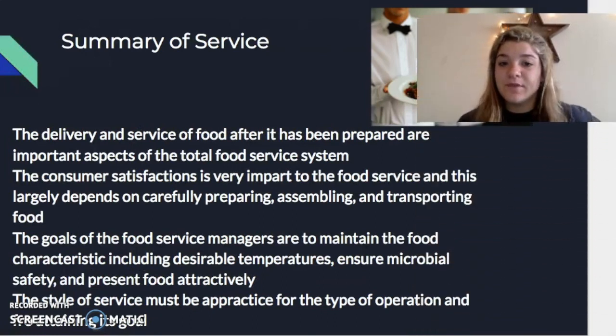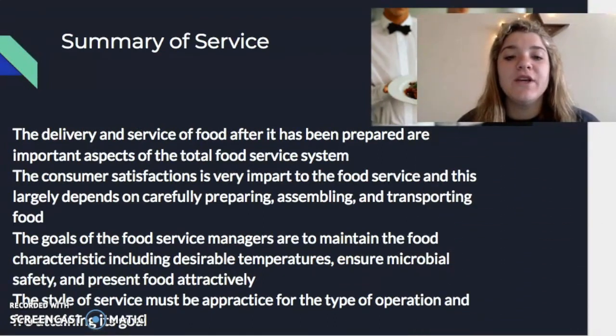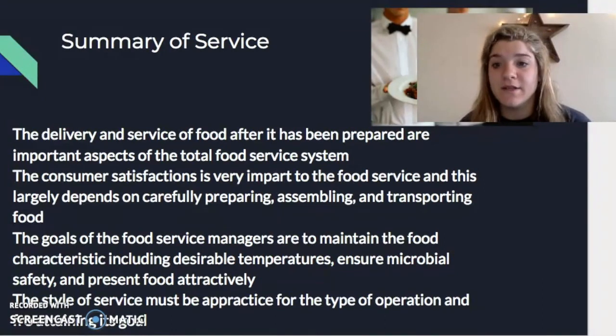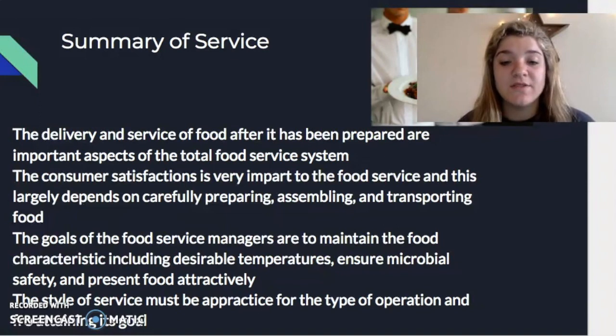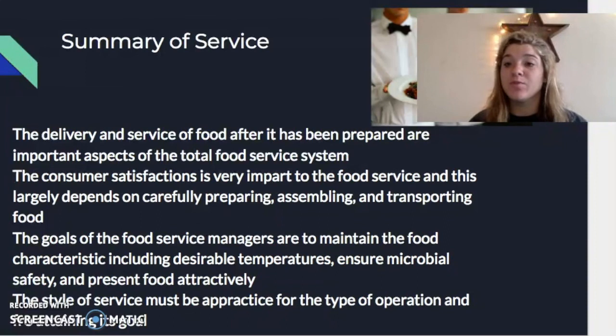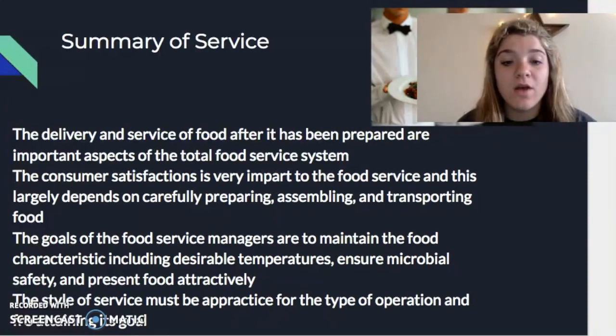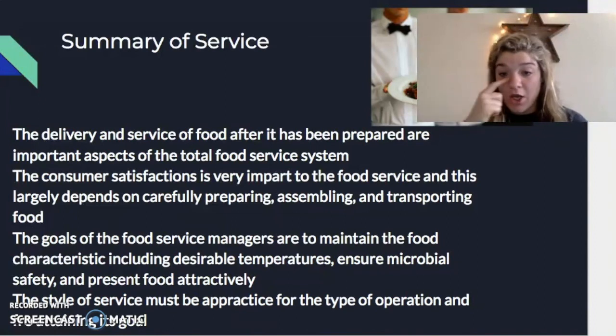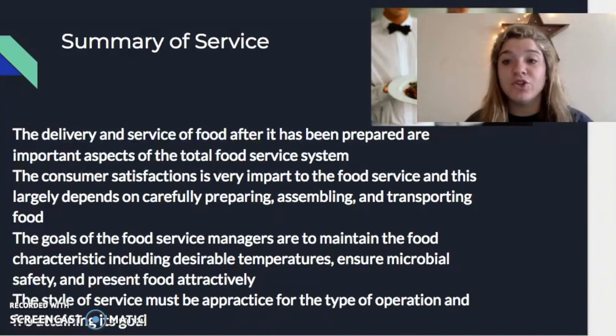In summary, the summary of service. The delivery and service of food after it has been prepared are important aspects of the total food service system. The customer's satisfaction is a very important part of food service, and this largely depends on carefully preparing, assembling, and transporting food. The goals of the food service managers are to maintain the food characteristics, including desirable temperatures, ensure microbial safety, and present food attractively. The style of service must be appropriate for the type of operation to obtain the main goal.